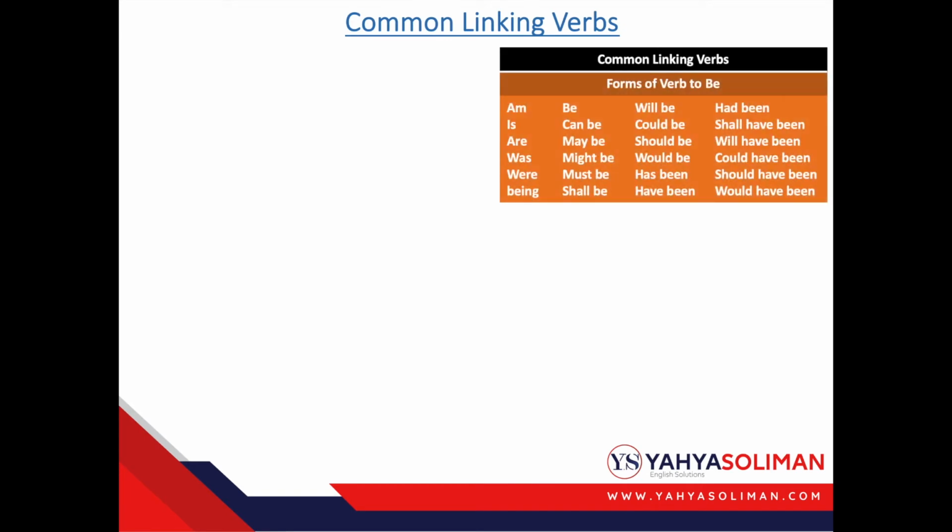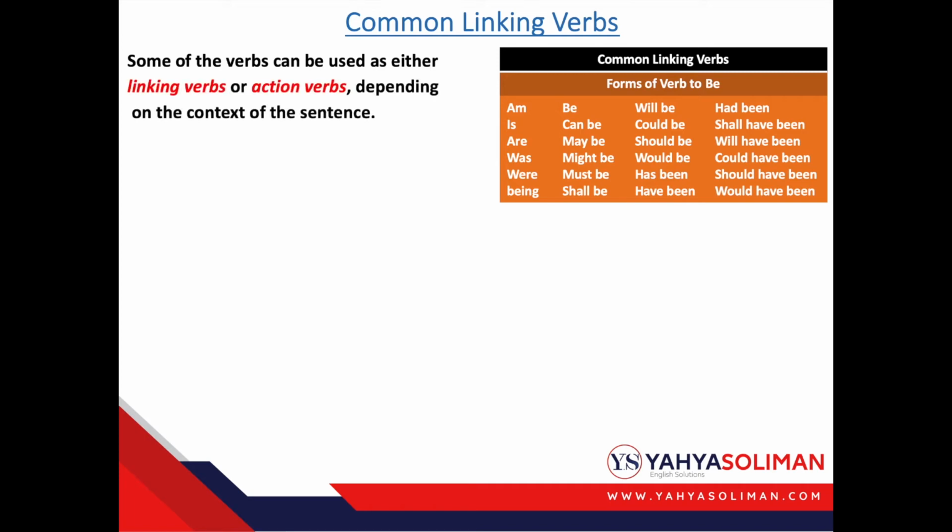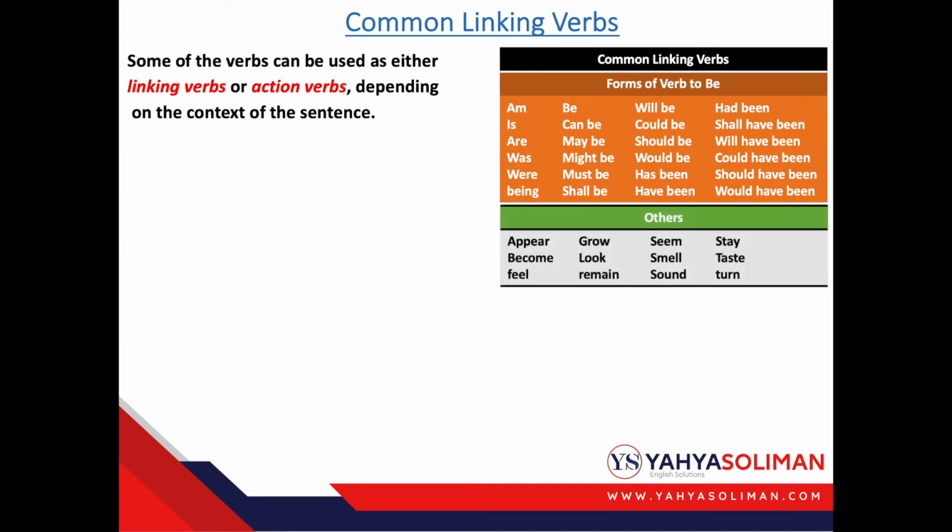The common linking verbs. Number one is the family of verb to be with all forms and all tenses. Some of the verbs can be used as either linking verbs or action verbs depending on the context of the sentences. For example, appear, grow, seem, stay, sound, remain, feel, become.